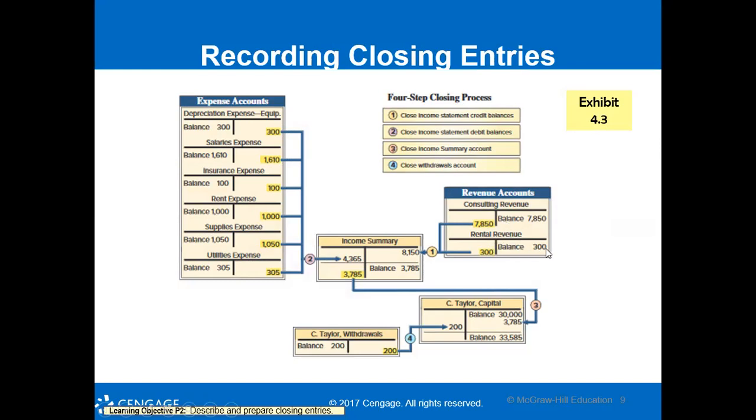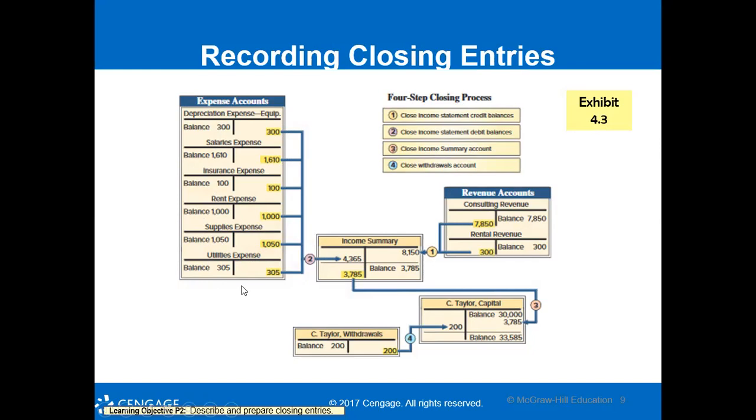Rental revenue has a credit balance of 300. Again, to zero that out, we are going to debit that account for 300. When debits equal credits, that's a zero balance. That entire amount gets transferred, so we're debiting the revenue and crediting income summary. We see that credit there to income summary, 81.50. And then the expense accounts: again, expenses have a normal debit balance, as we see here.